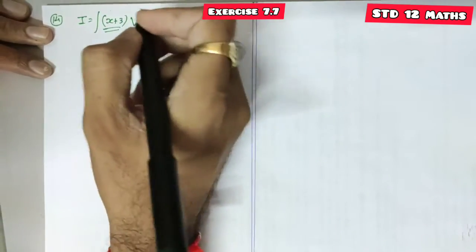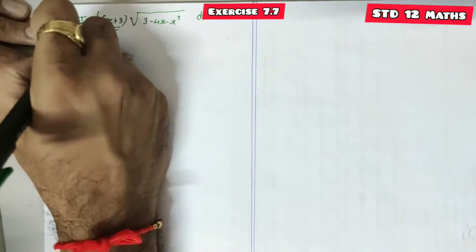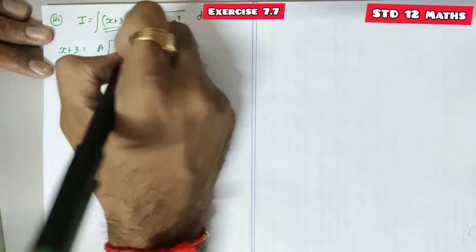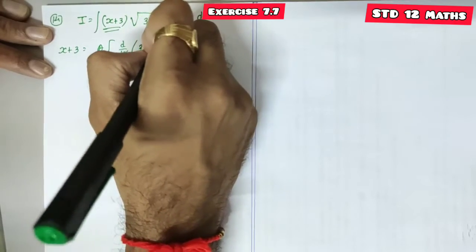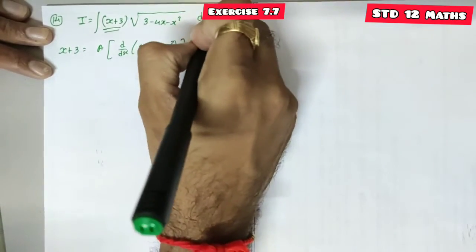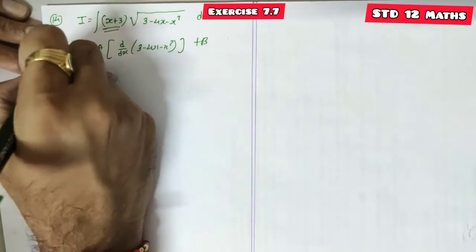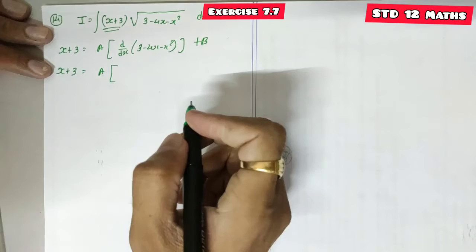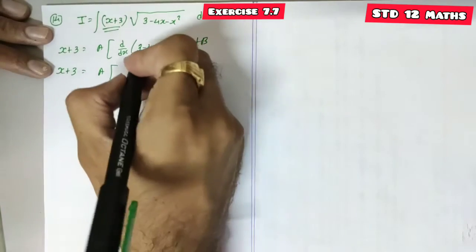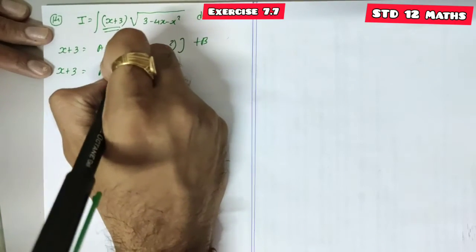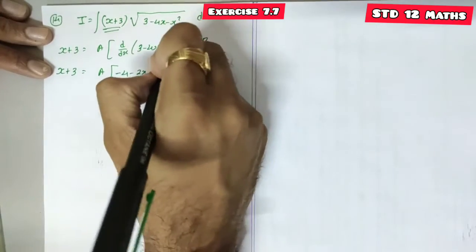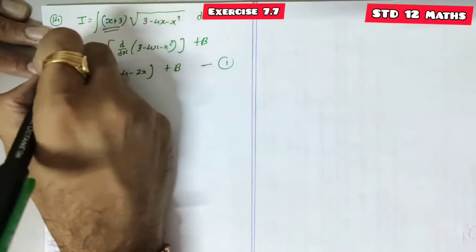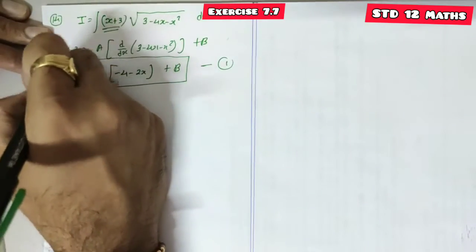Again we have to write this x plus 3 as a into d by dx of (3 minus 4x minus x square) plus b. So this one is x plus 3 equal to a times the differentiation of 3 minus 4x minus x square, which is minus 4 minus 2x, plus b. This will be your equation number 1. Now find the values of a and b.